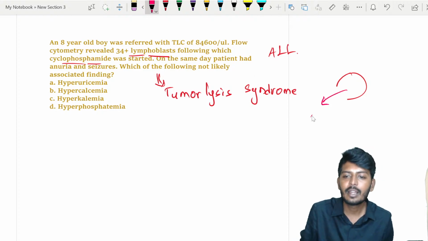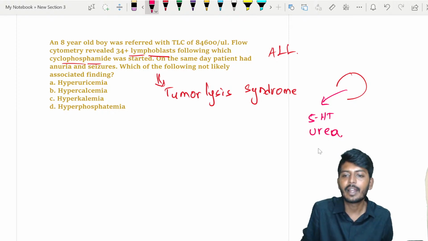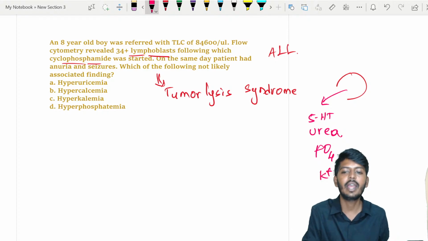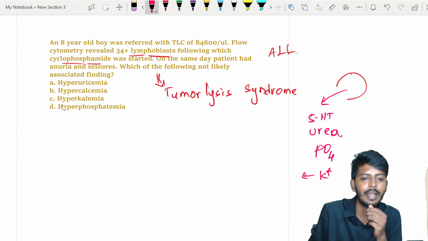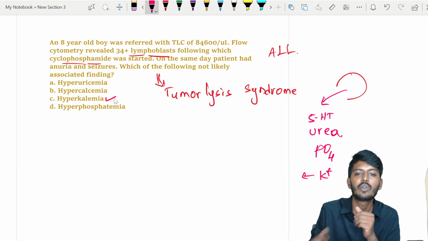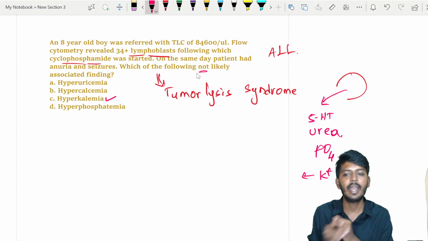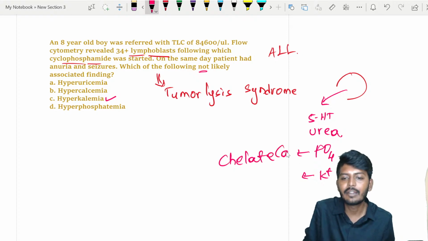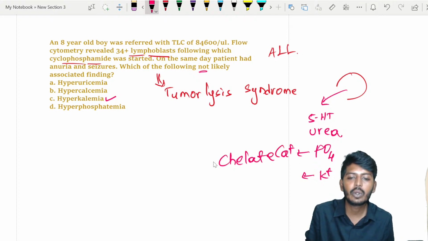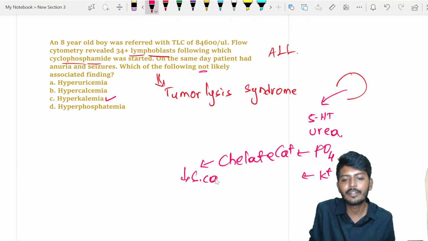Tumor cells will release urea, phosphate, and potassium. Potassium released leads to hyperkalemia, so hyperkalemia can be seen, and that is not the answer. Phosphate will be more. Phosphate will come and chelate the calcium. When it chelates calcium, what will happen? Automatically that will lead to a decrease of serum calcium.